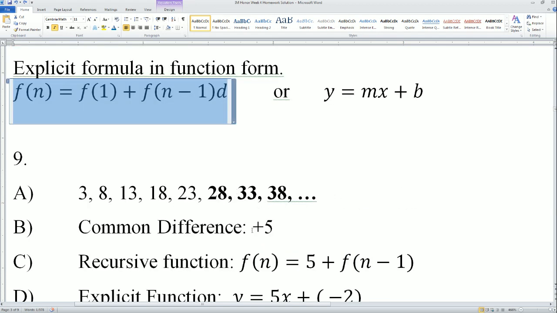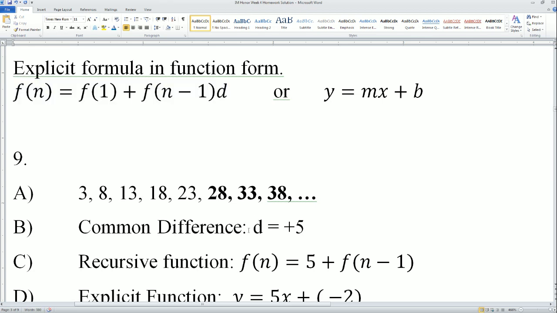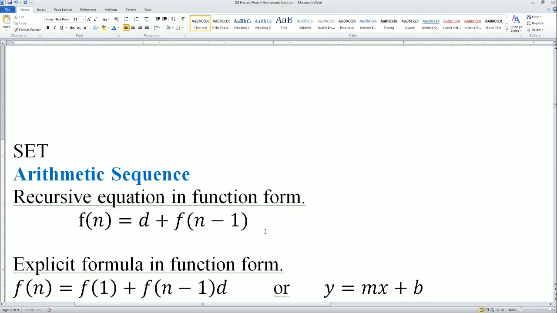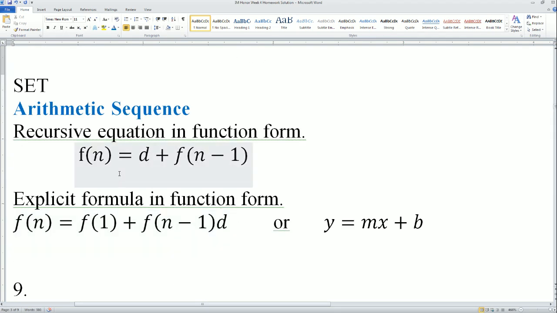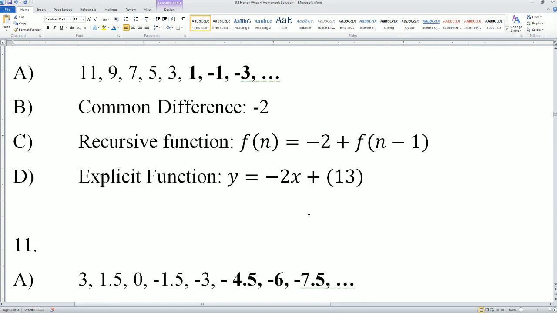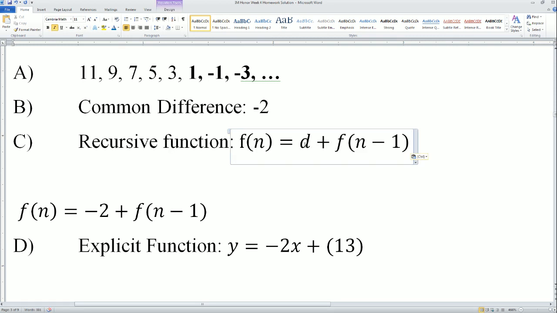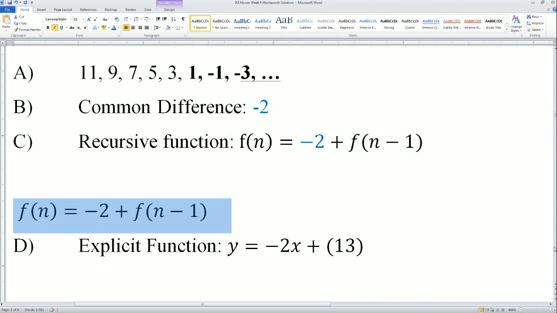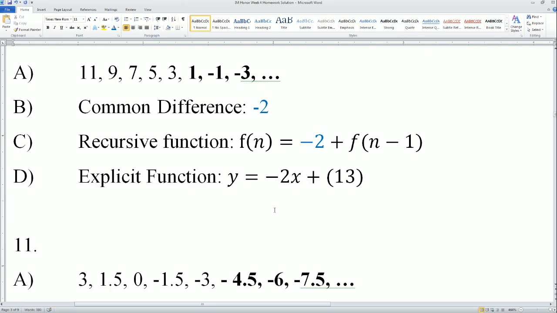Alright, so here we have the common difference of 5. The common difference is represented by the symbol d. D equals plus 5. The d stands for the common difference. Alright, so we're asked to find the recursive formula. So grab the recursive formula. I'm going to show how to get the solution here. Plug in d. D is the common difference, which is negative 2. Plug that in for d. That is how you get the solution of that. That's as simple as it gets.